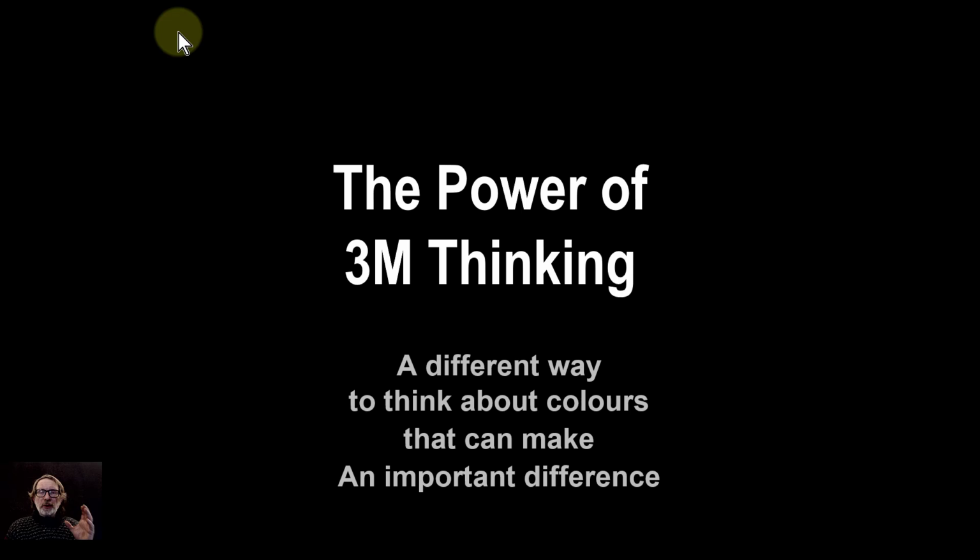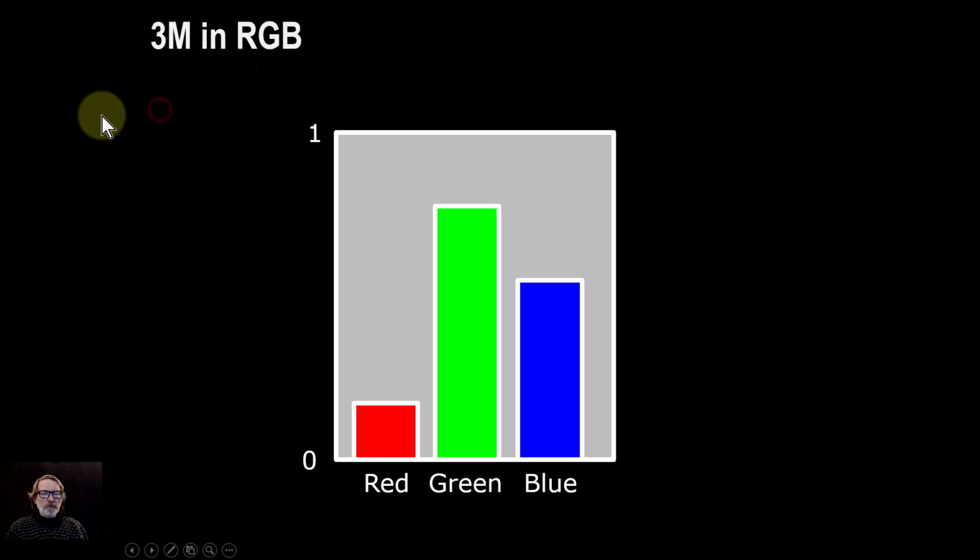This is a bit of colour theory that is actually quite practical. When we engage in looking at colours, it's very useful to look at the red, green and blue, and you can get into RGB thinking. This takes it a step further and gets into 3M thinking. So what is that? And it's very, very simple.